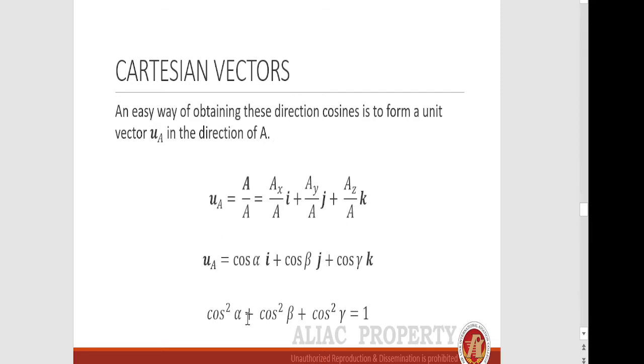Here we have a formula: cos squared alpha plus cos squared beta plus cos squared gamma equals 1. That's the formula.